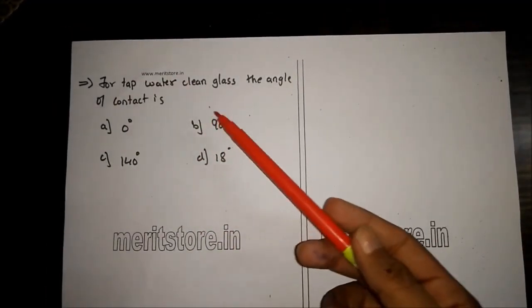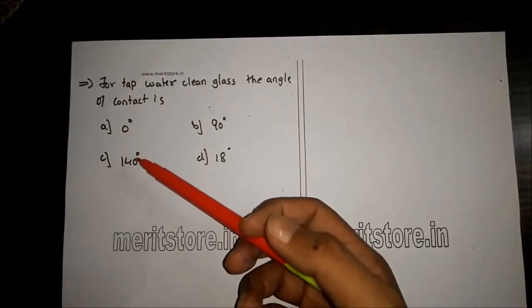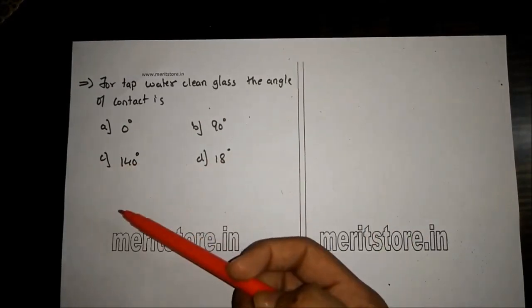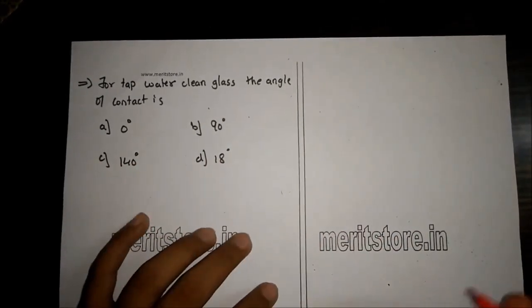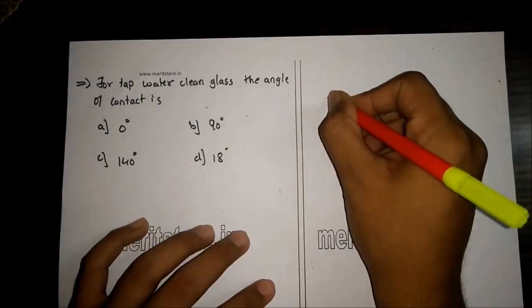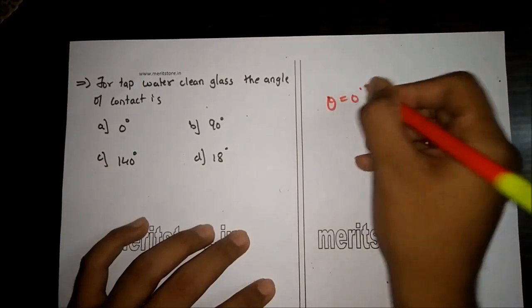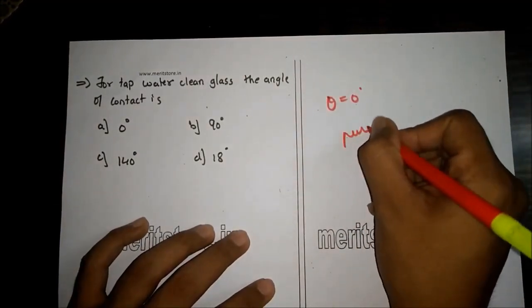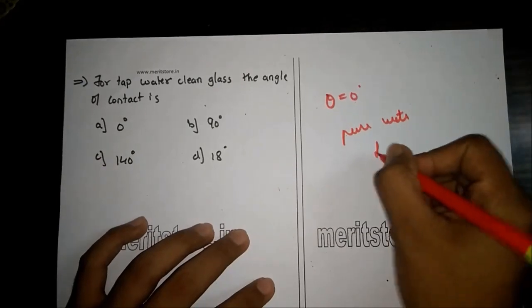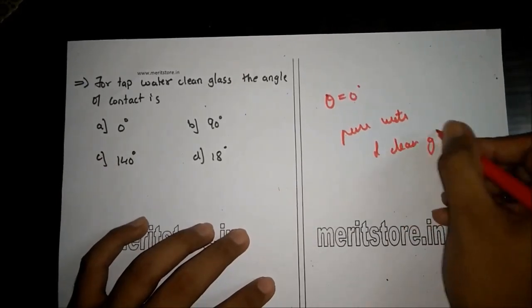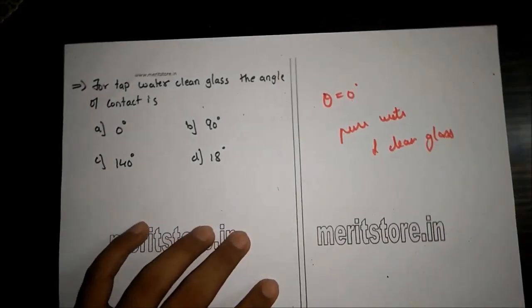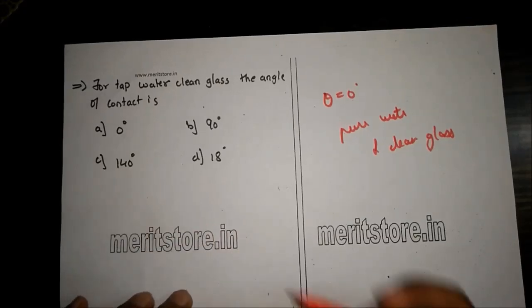For tap water and clean glass, the angle of contact is 0 degrees, 90 degrees, 140 degrees, or 18 degrees. But we know that theta is equal to 0 degrees only for pure water and clean glass. Therefore, the correct answer will be option A, which is 0 degrees.